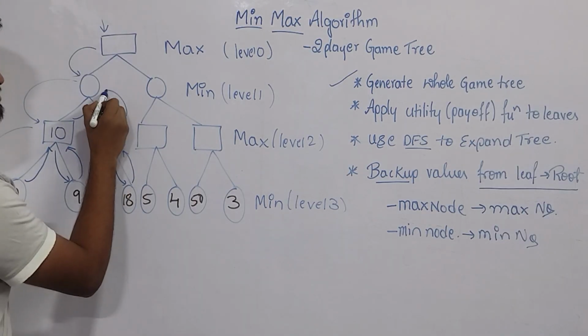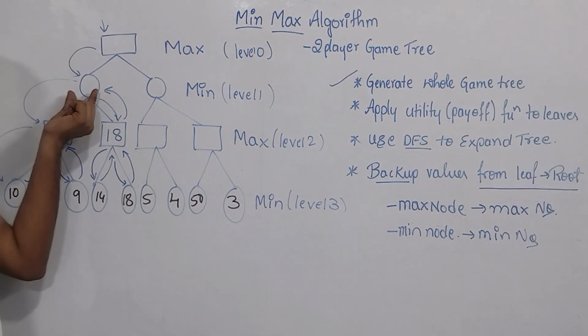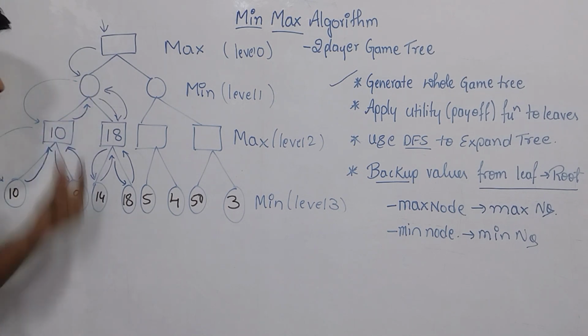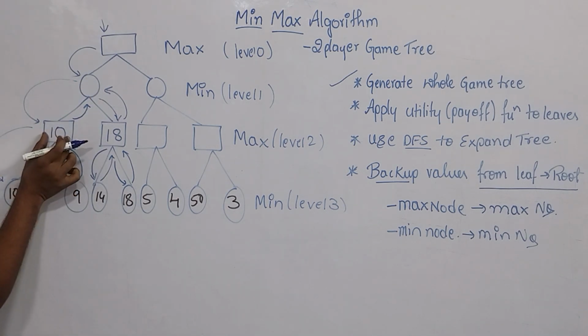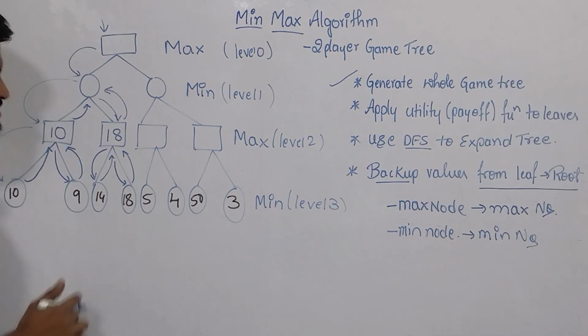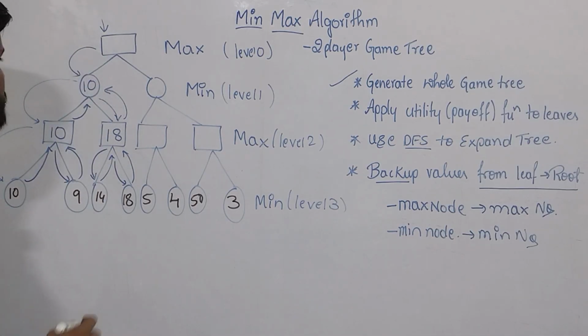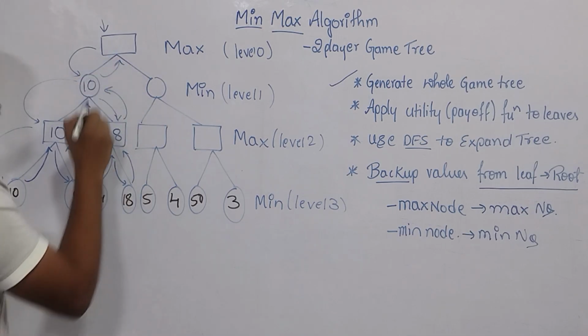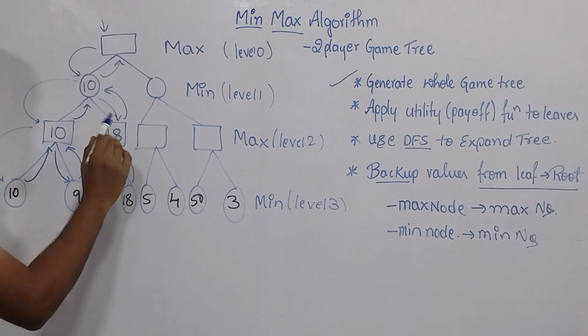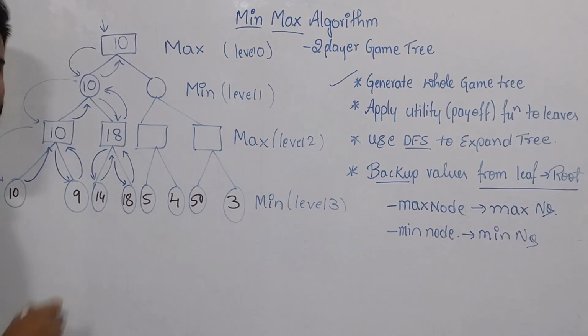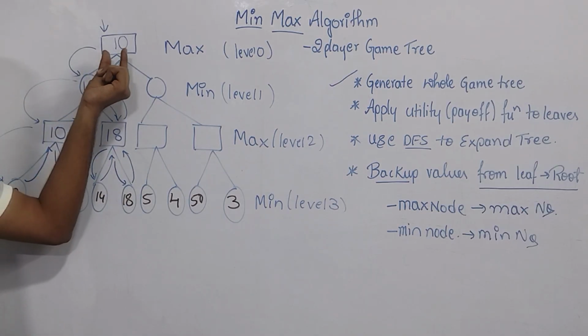From 18 you will be backtracking again. So which is this node? This is the minimum node. So what we will be doing? Among 10 and 18, what is the minimum value? 10 is the minimum value. Now again you will backtrack to this node. At present we are having only 10 as the value, so let it keep 10.